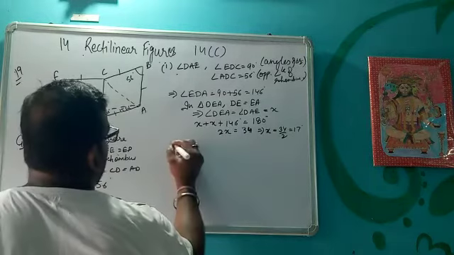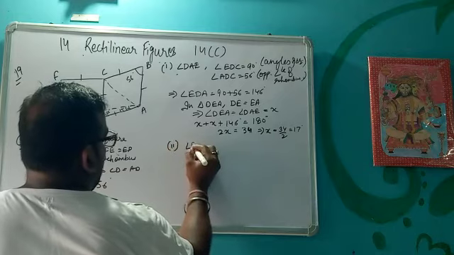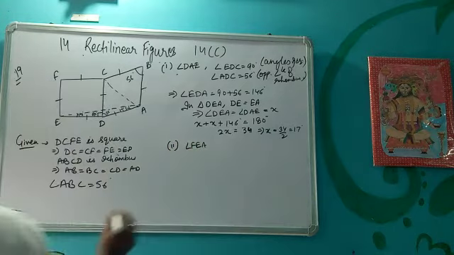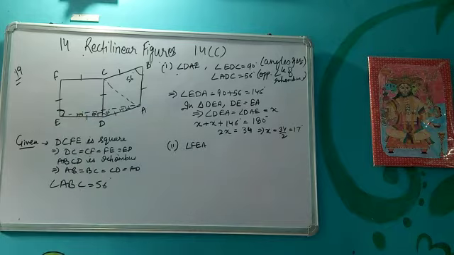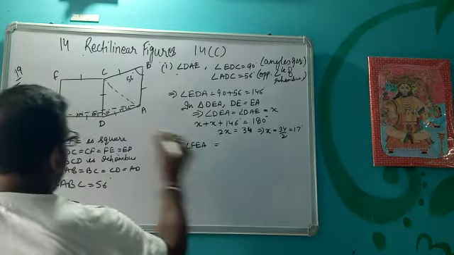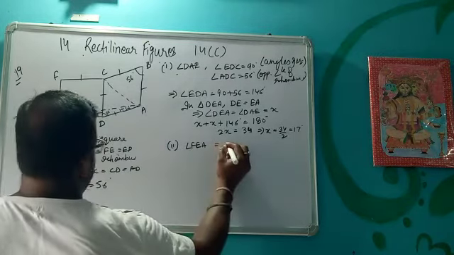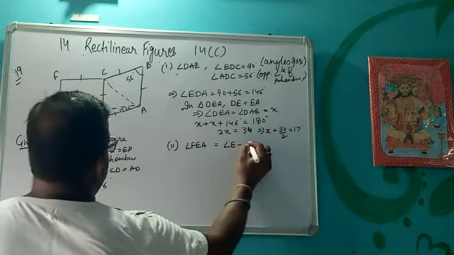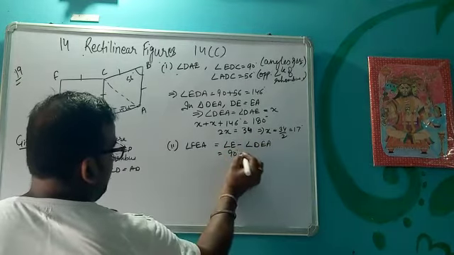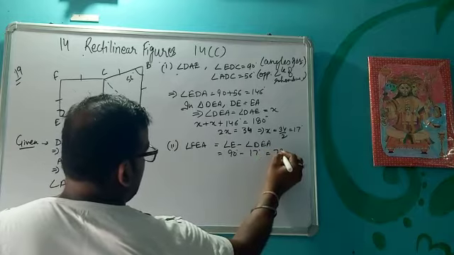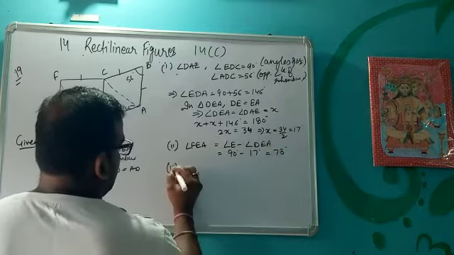Then next is angle FEA. FEA means this angle we have to find. So what is FEA? It will be angle E, 90, minus angle DEA. That is, angle E is 90 and it is 17, so it is 73 degrees.